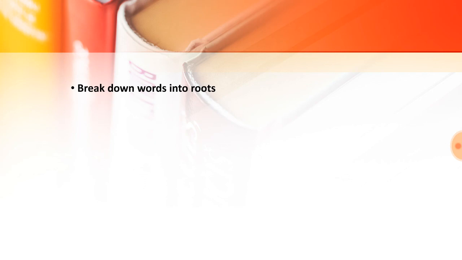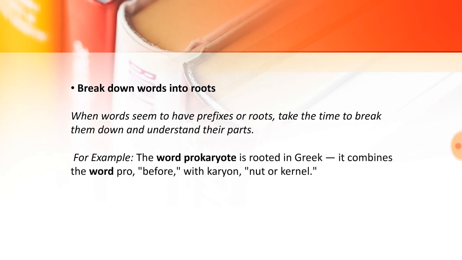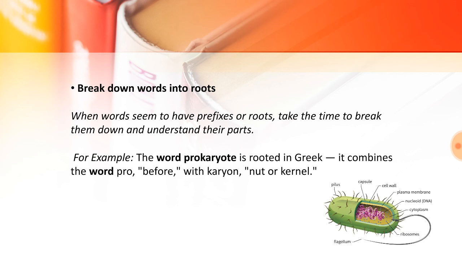Okay, so next is break down words into roots. For example, the word prokaryote. The word prokaryote is rooted in Greek. It combines the word pro, which means before, and karyon, which means nut or kernel, or you can also say nucleus. So what prokaryote means is a cell which lacks a membrane bound nucleus. That is why we call it pronucleus, prokaryote, no membrane bound nucleus.